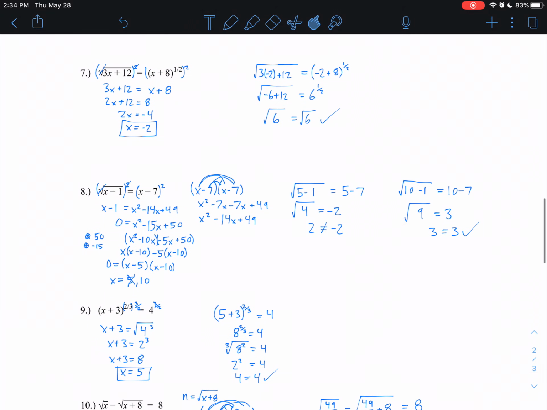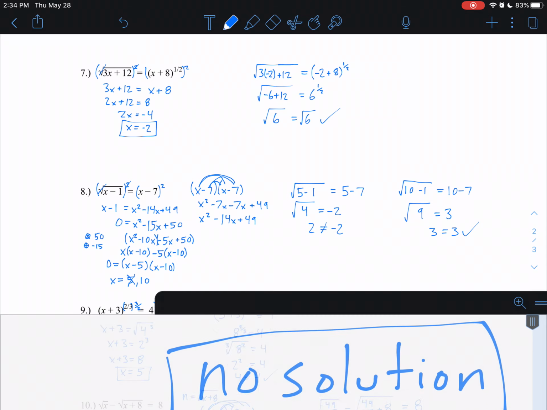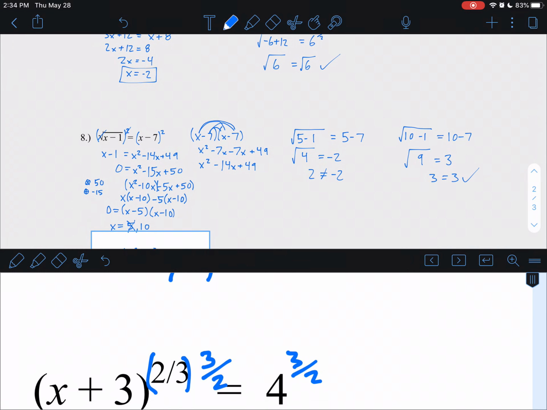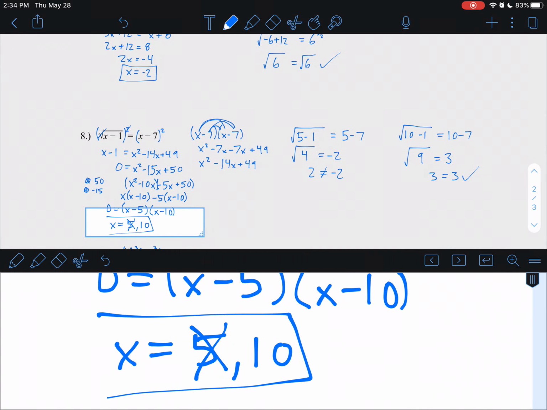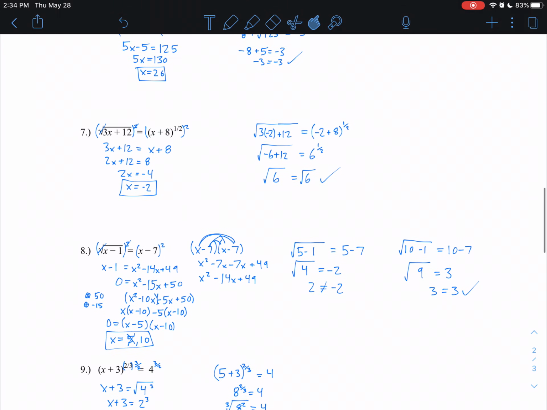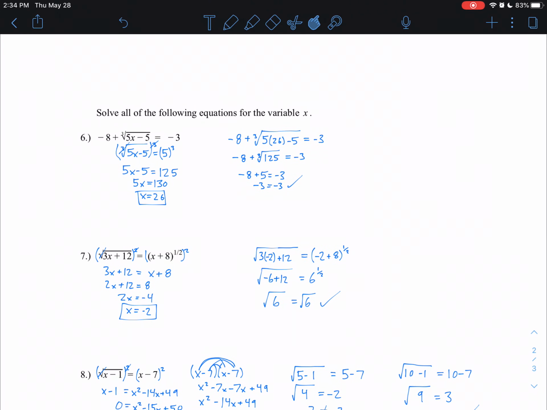And then we had x equals 5. What was this one? Oh, x equals 10. Yeah, this one was x equals 10. X equals negative 2, and x equals 26. So, yeah, that is what you're going to have to do to solve these.